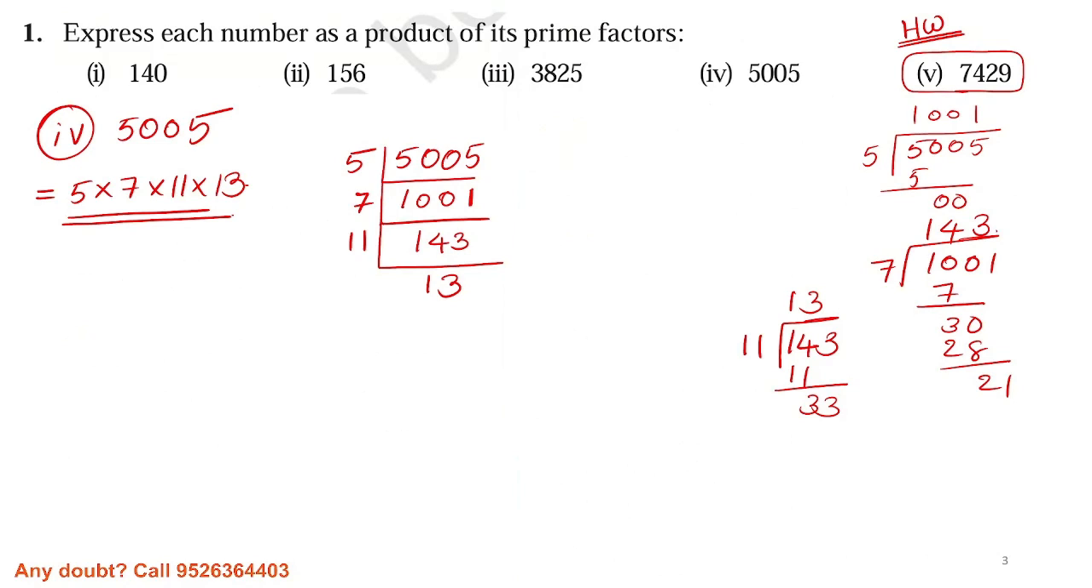So the prime factorization is clear. I hope you are familiar with the prime factorization. That fifth one, 7429, you please try. If you are not getting it, don't worry, I will explain that. Finding the prime factors will be a little bit harder, but you will definitely get the answer. So let me go to the next topic.